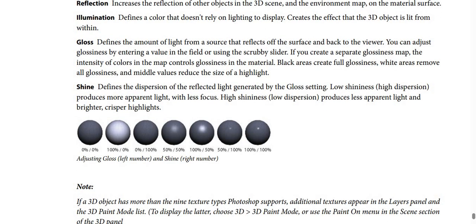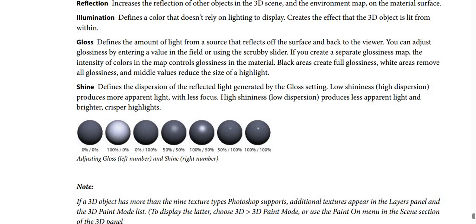So what about shine? Shine defines the dispersion of the reflected light generated by the gloss setting. Low shine, high dispersion, produces more apparent light with less focus. High shine, low dispersion.